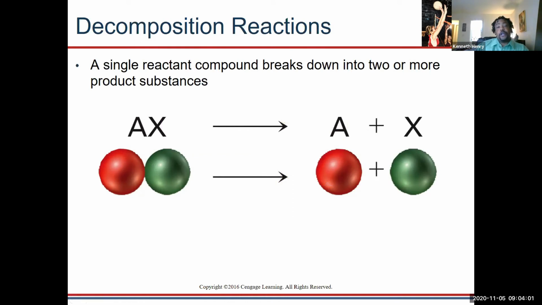Okay, so for our next reaction, it's called a decomposition reaction. A decomposition reaction is where you're breaking things down. So you have one reactant and you're breaking it down into 2 or more products. Okay, so we have AX and we're going to be making A and X.